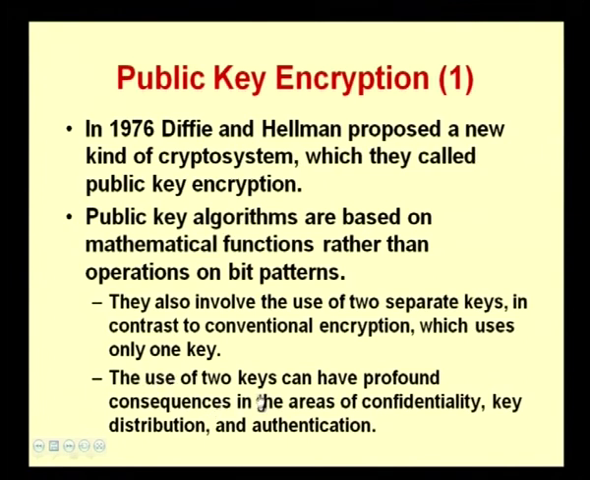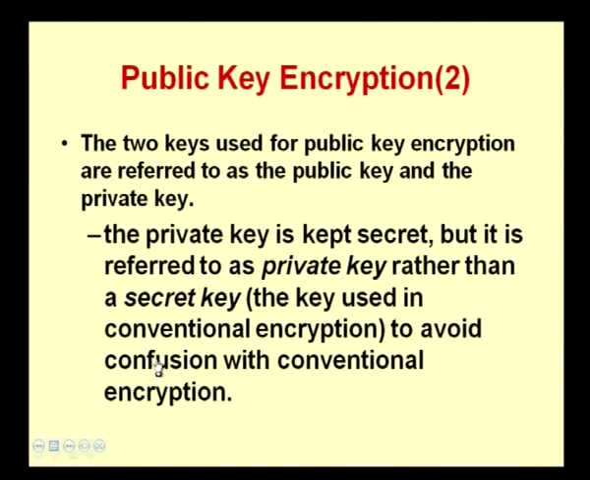The use of two keys, why do you want to use two keys? Because two keys can have profound consequences in the areas of confidentiality, key distribution and authentication. The two keys used for public key encryption are referred to as the public key and the private key. The private key is kept secret, but it is referred to as a private key rather than a secret key because of convention and to avoid confusion with conventional encryption.